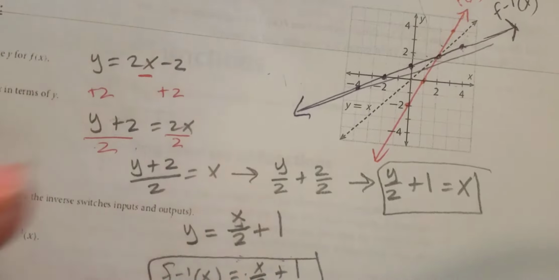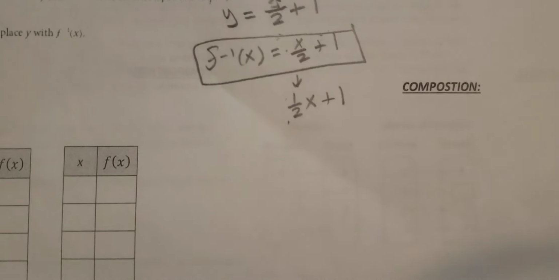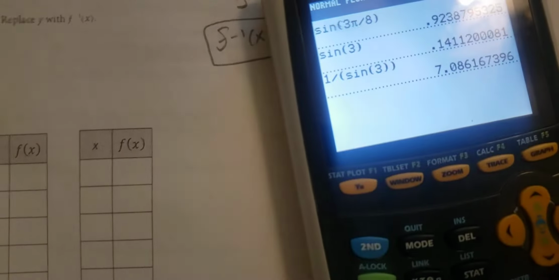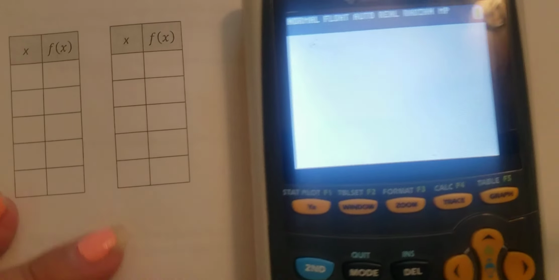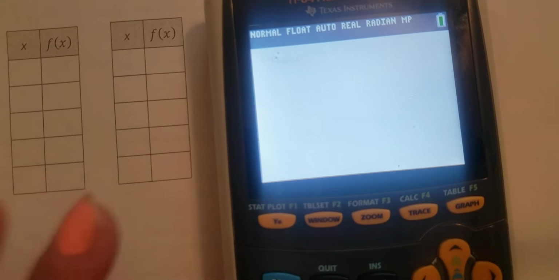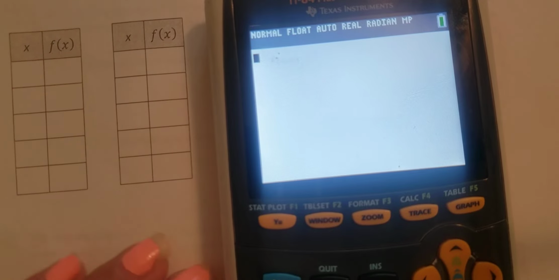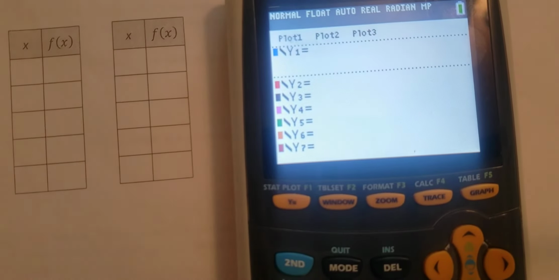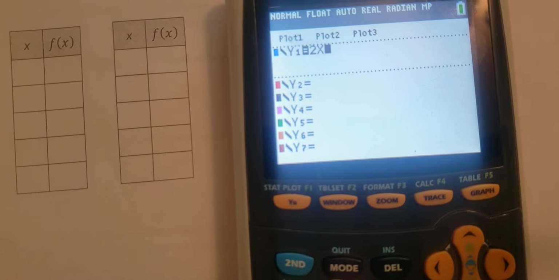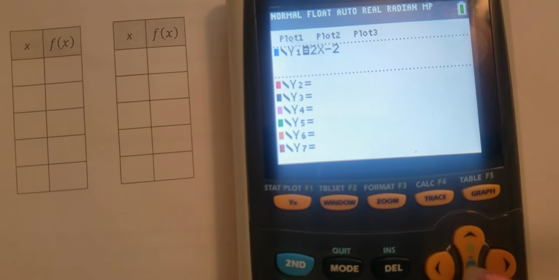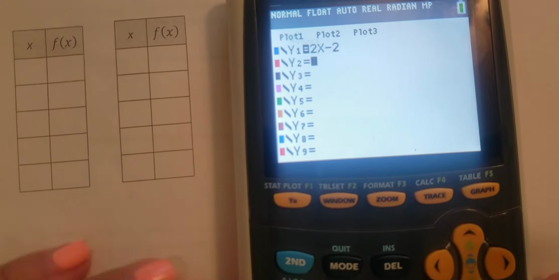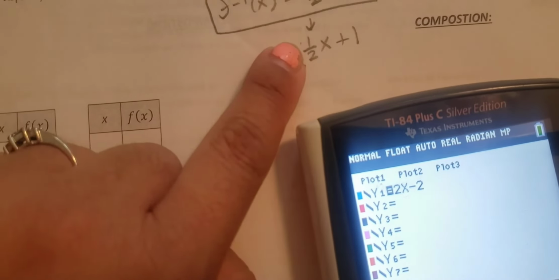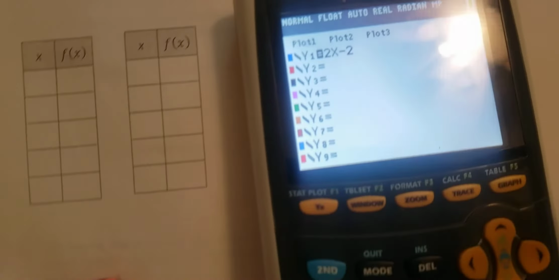If you have a graphing calculator by any chance, you can also check your work. So I'm going to show you how to do that with the graphing calculator. I don't expect or assume that all of you do, but you can also use Desmos to check your work. So here we go. Where it says y equals, I'm going to put my first function, 2x minus 2. And then my second function, I'm going to put my equation. So 1/2 x plus 1.